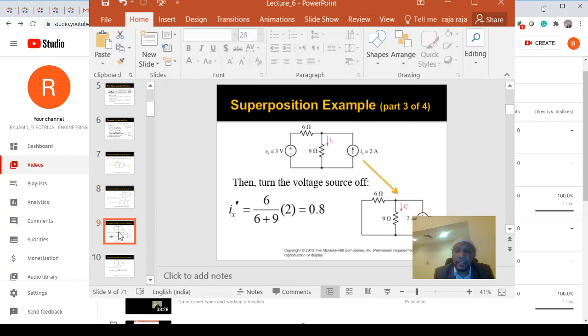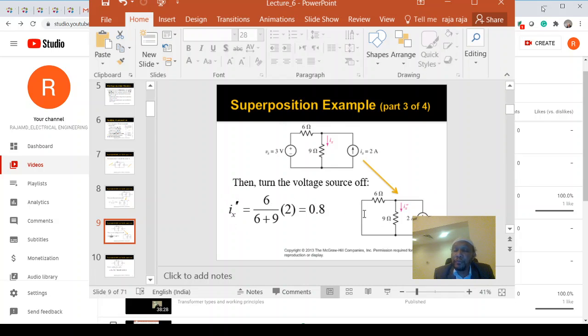The second case, similarly, this is my original circuit again. I want to now turn off my voltage source. So how do I turn off my voltage source? I have to make a short circuit here. When I make a short circuit, what about voltage? 0. The current is high. So this is my current source, I keep it as it is. Now I calculate the same branch current, that is Ix double dash.